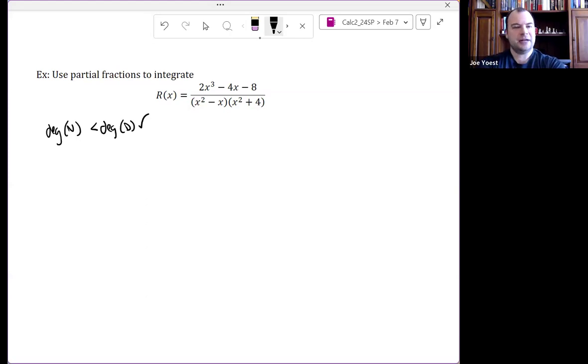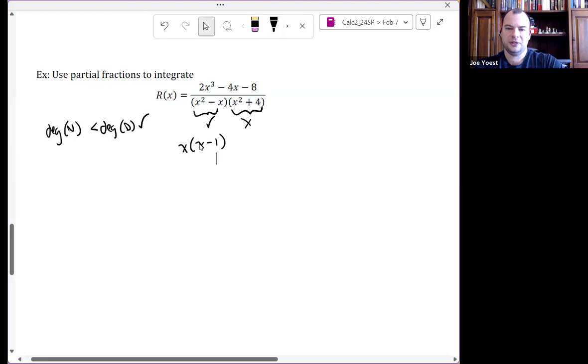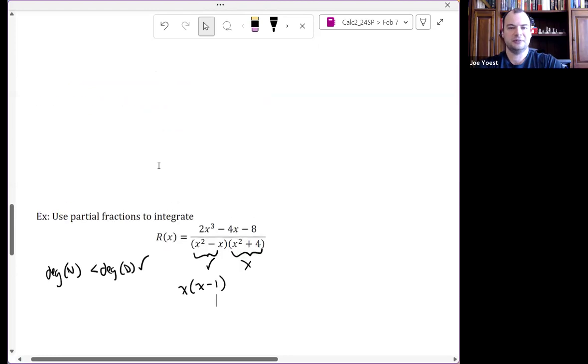I want to factor my denominator. And I note that x squared plus 4 doesn't factor into the reals. But x squared minus x does. So no more factoring for x squared plus 4, but x squared minus x is x times (x minus 1). Okay, so I have 2 linear factors and 1 quadratic factor.